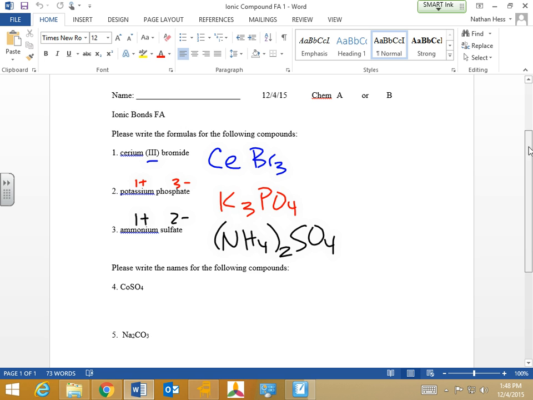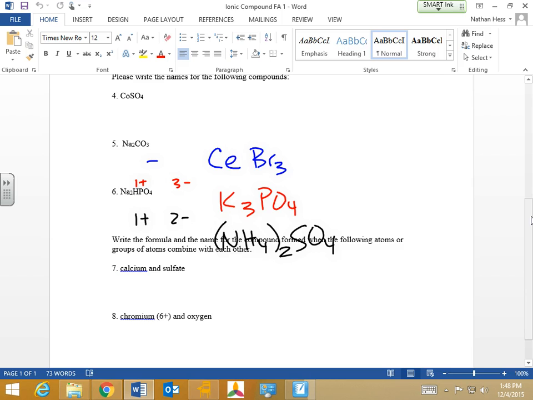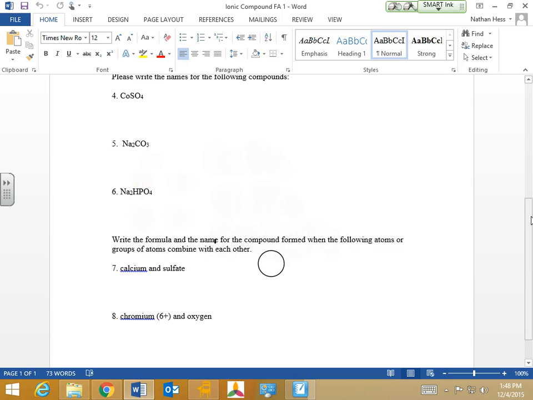As we scroll down here a little bit, forgive me because I have to erase this, the joy of these smart boards, we have where you want to write the name of these things now. So CoSO4. Co is cobalt, so that's the name of that, cobalt. And SO4 we just learned was sulfate. Sulfate. And you think, okay, great, I'm done.